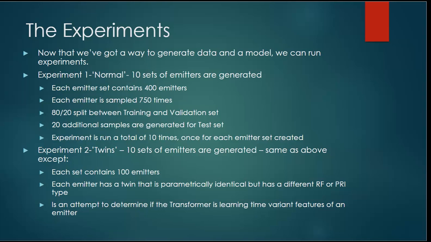And so in order to do that, I had 100 emitters generated, and then for each emitter that was generated, a twin was also generated that was identical in every way parametrically. The only difference was that either the RF type or the PRI type for that given emitter was randomly selected to be something different, right? So in that way, if we have a high level of accuracy in experiment 2, then we know that the transformer network is indeed learning these time variant features of the emitter.